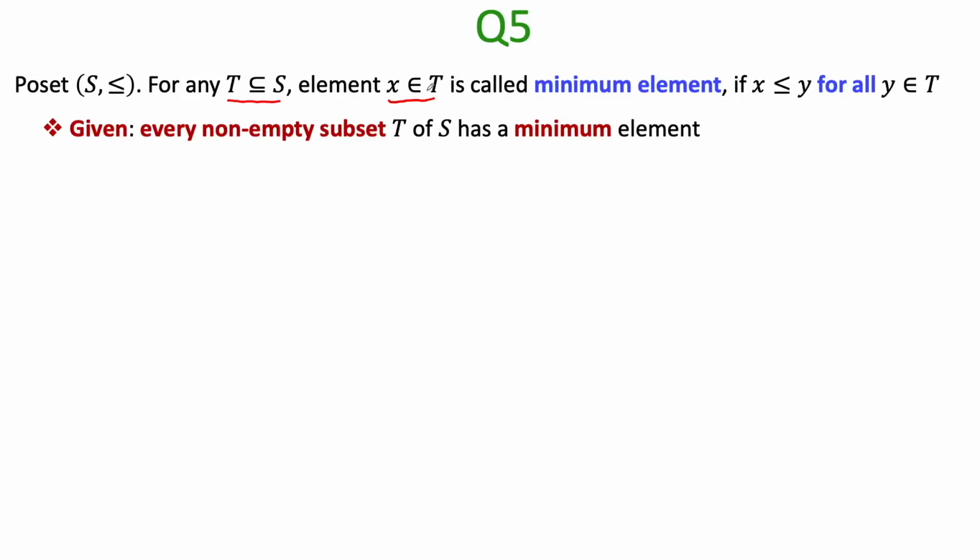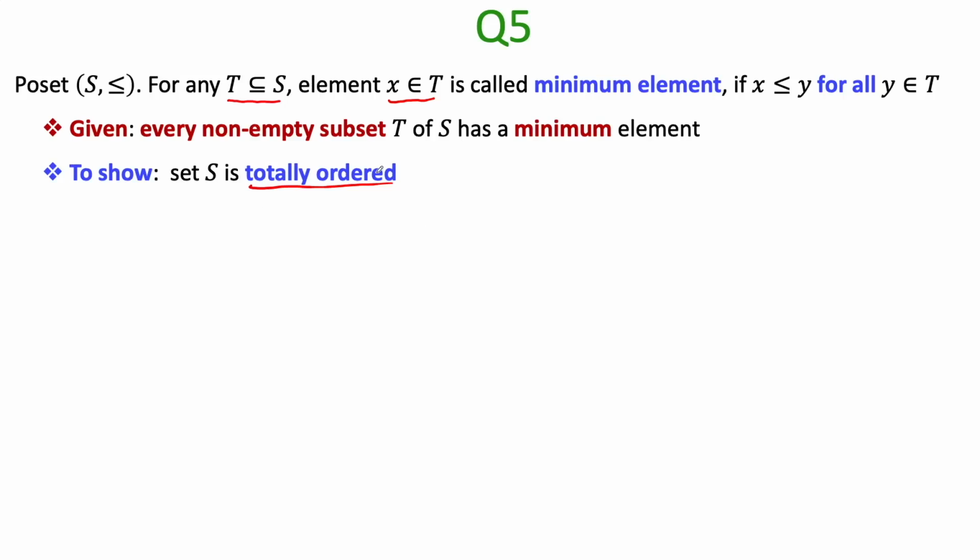Now, in the question, you are given the condition that your poset is such that every non-empty subset T of S has a minimum element. That means it doesn't matter what the size of your subset T is. You take any subset T of the set S, a minimum element as per this definition is bound to exist. So your poset is like that. Under that condition, you have to show that your poset is actually a total ordering. Okay, it's not just a partial ordering, but it's actually a total ordering.